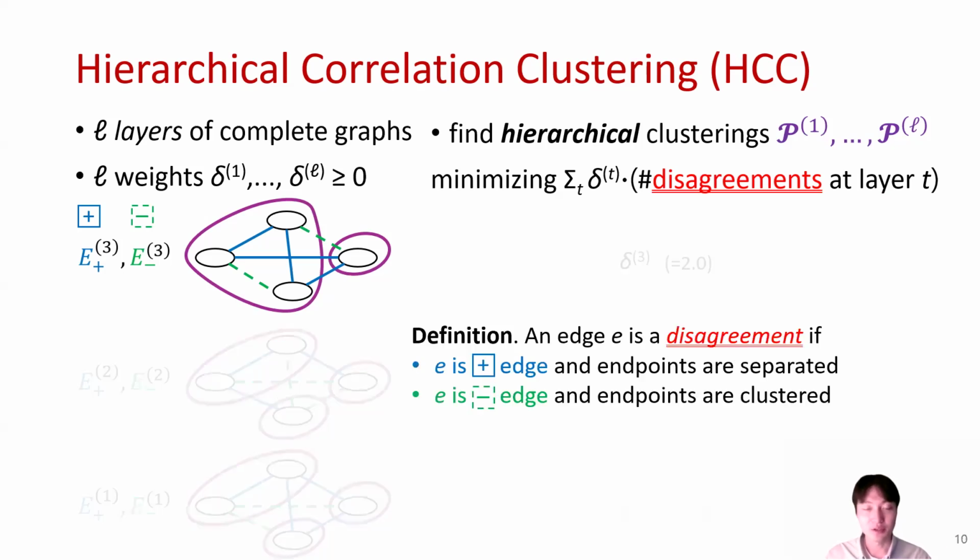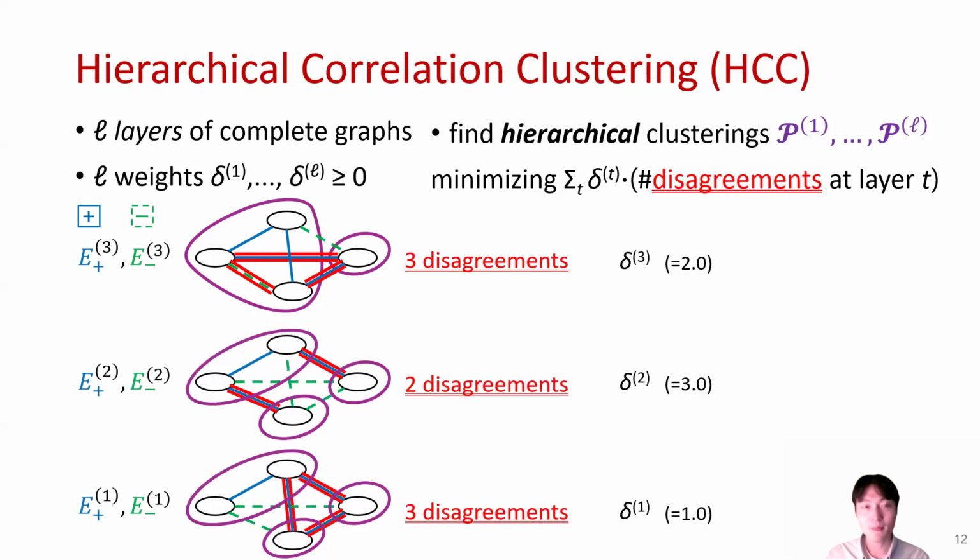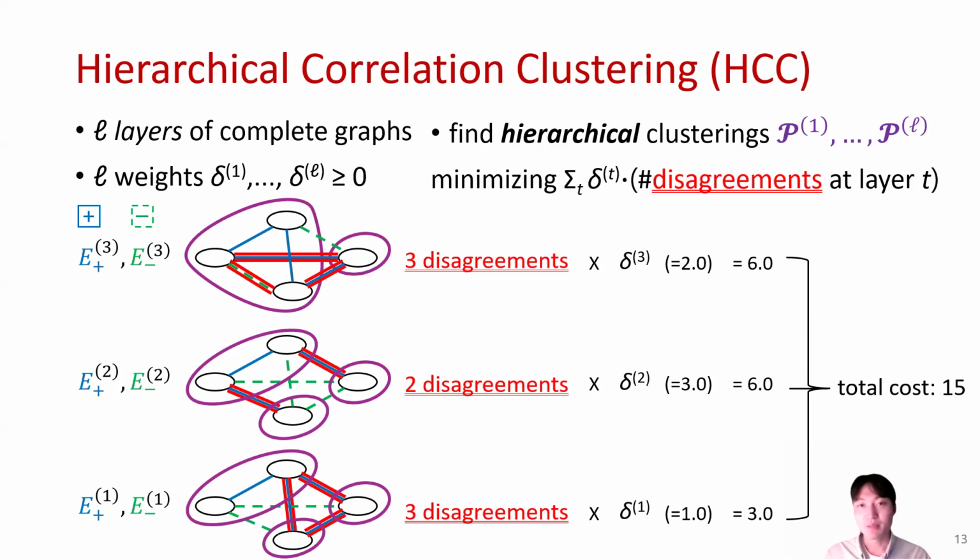So what is a disagreement? We say an edge is a disagreement if it is a plus edge and its endpoints are separated, or it is a minus edge and its endpoints are clustered. So at layer 3, you can see that there are 2 plus edges and 1 minus edge that are disagreements. For each layer, you can see that the number of disagreements is as such, and the total cost is computed by the weighted sum of the number of disagreements.